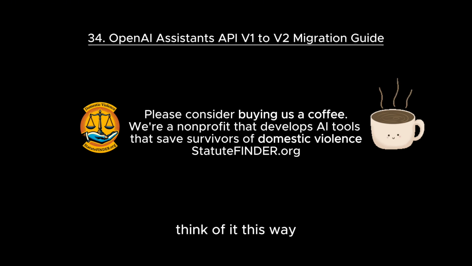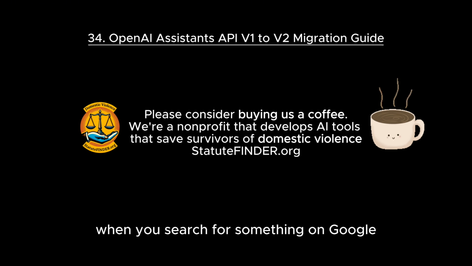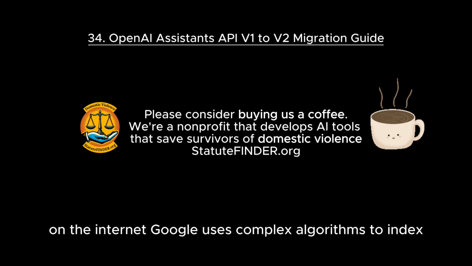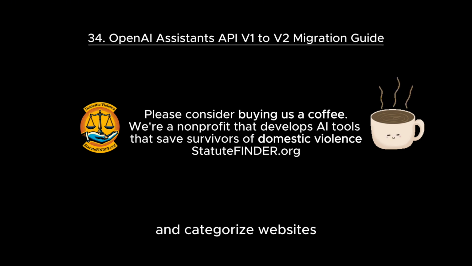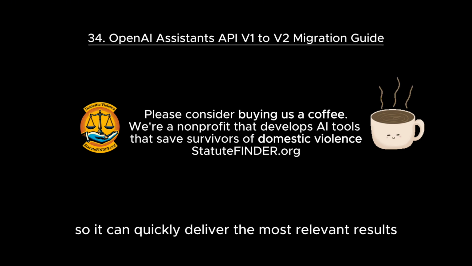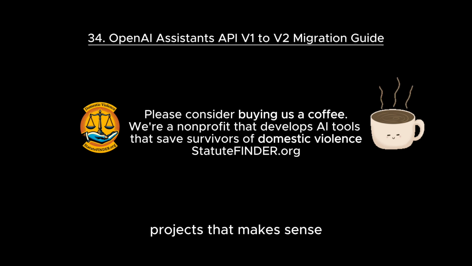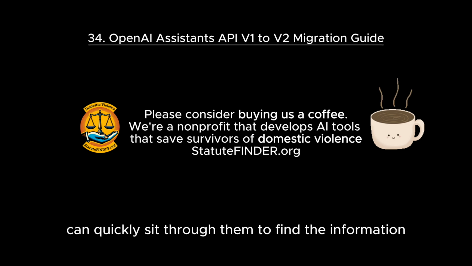Think of it this way. When you search for something on Google, you're not sifting through every single web page on the internet. Google uses complex algorithms to index and categorize websites so it can quickly deliver the most relevant results. Vector stores do something similar for your OpenAI projects. That makes sense. So I upload my files to a vector store, and then file search can quickly sift through them to find the information I need.